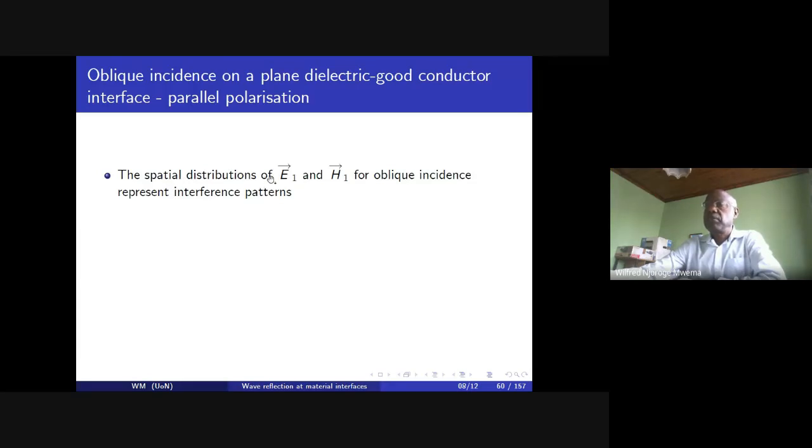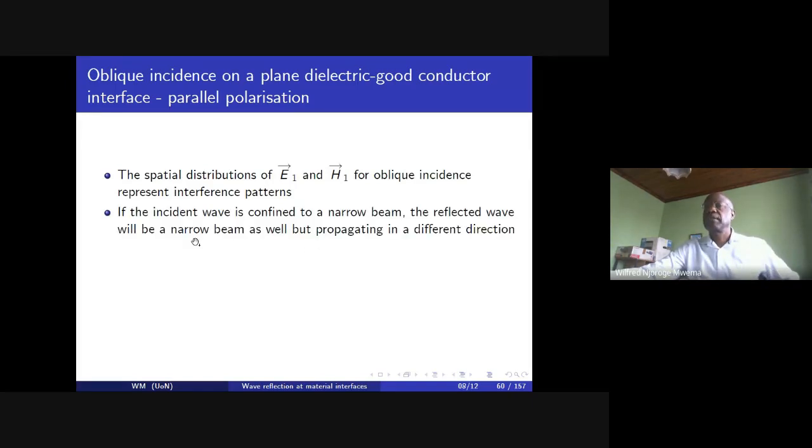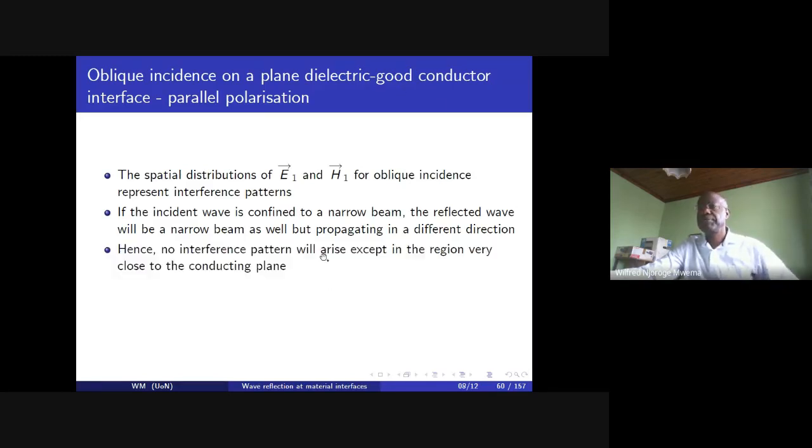The spatial distribution of E1 and H1 for oblique incidence represents interference patterns. And if the incident wave is confined to a narrow beam, the reflected wave is going to be a narrow beam as well, and will be propagating in a different direction, and therefore we can expect to have a communication system whereby we don't have any interference between the two waves, so to speak.